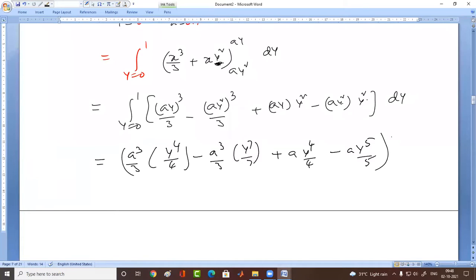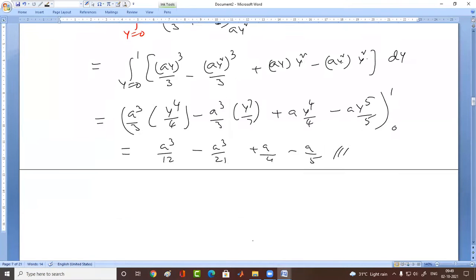Limit 0 to 1. Now put y equals 1: a cube by 12 minus a cube by 21, a by 4 minus a by 5. If you simplify, you will get the final value. Whatever it may be, just simplify it. Simplify the a cube coefficients and the coefficients of a. Very simple. Now, another very, very important concept.